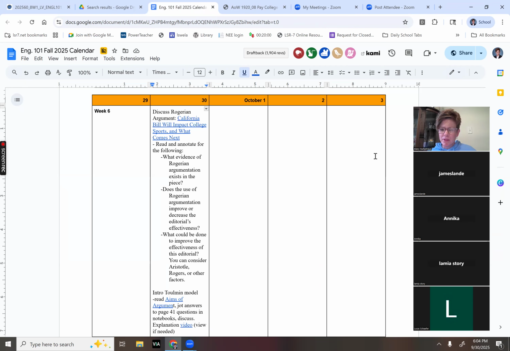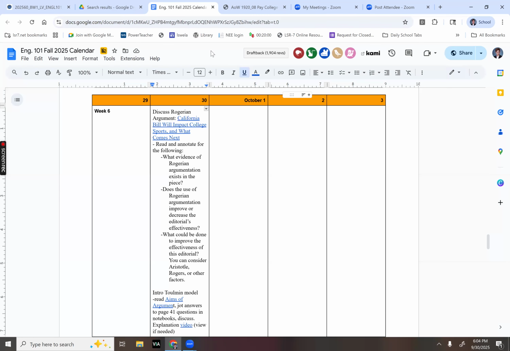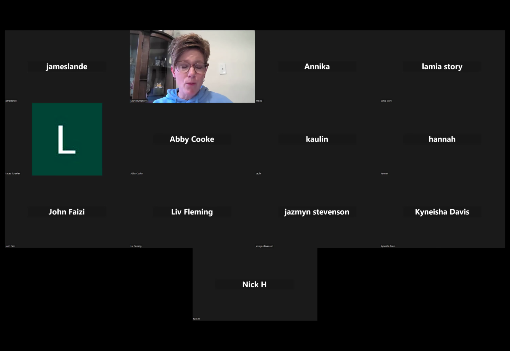Okay, so let me stop sharing my screen and get you into some breakout rooms here. All right, and again, just talking about what is Rogerian argument. I can put this in the chat. What is Rogerian argument? And what elements of Rogerian argument are in this text. Okay, I'm not going to give you a super long time here, but I definitely want to give you a little time to share out what you learned about Rogerian argument.